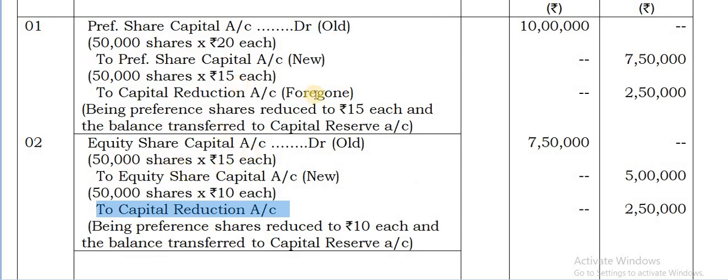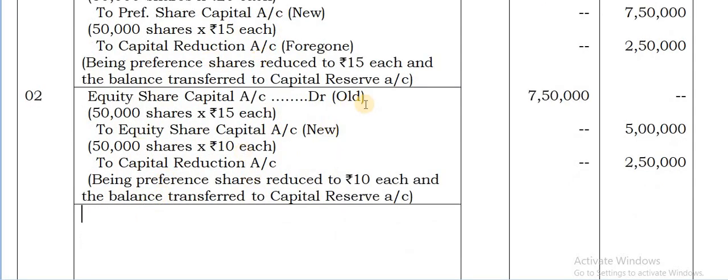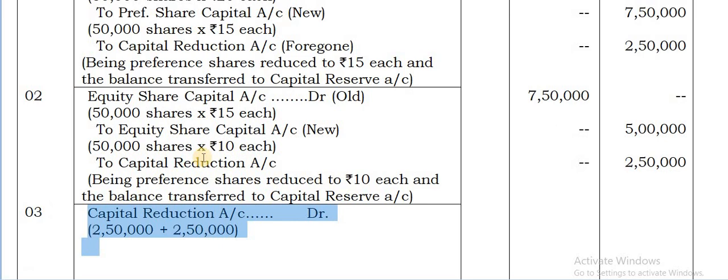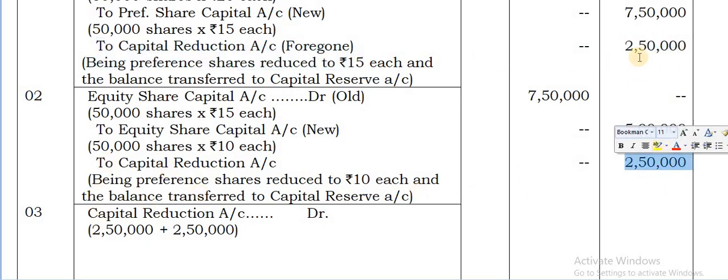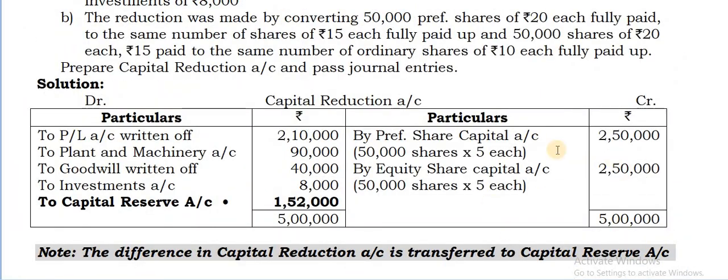It is an addition item. Now that should be debited. Always this debit part you should take only at the end, after passing all the other entries, for writing off various assets and losses. Now the third entry, cap reduction account debit. See how much is here? 2,50,000 in the cap reduction account, and here also the credit is 2,50,000. Adding both, in total how much is there in the cap reduction account? 5 lakhs. Got it?